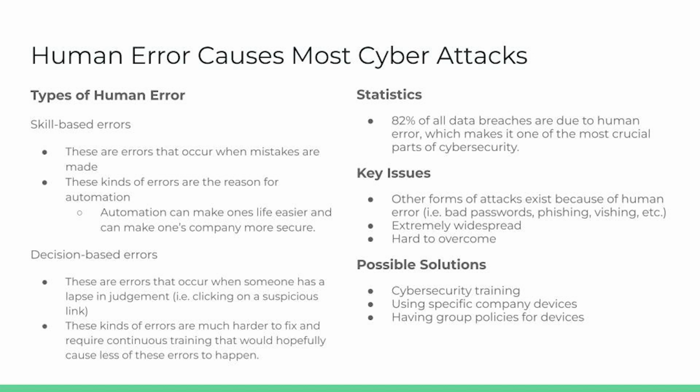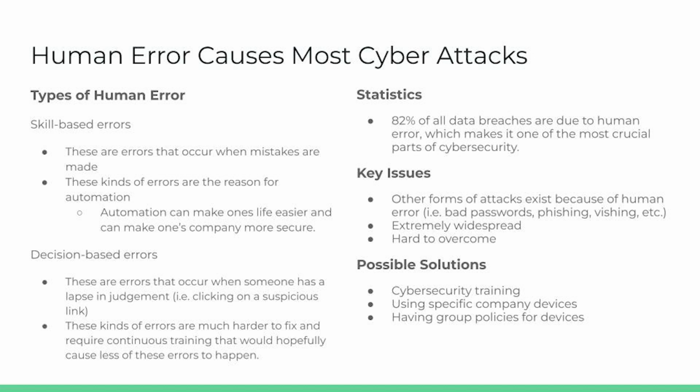A couple statistics about human errors are that 82% of all data breaches are due to human error, which makes it one of the most crucial parts of cybersecurity. It is so important to make sure that near to no human error occurs in a company, otherwise the company could be in danger of attacks. Some key issues include other kinds of attacks existing solely because of human error. Some of these are having bad passwords, phishing, like we said before, vishing, and much more.